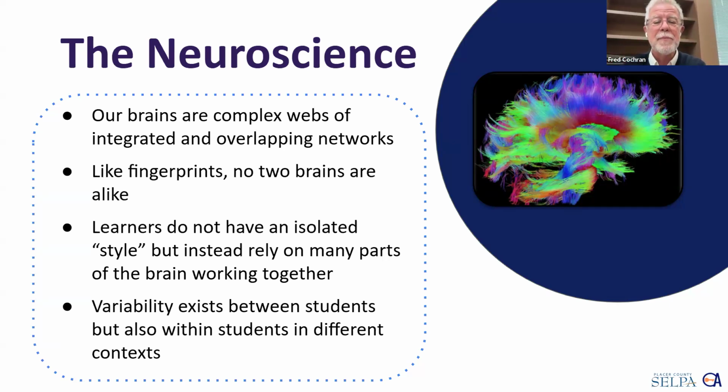But learners do not have an isolated style, but instead they rely on many parts of the brain working together. And that variability exists between students, but also within students in different contexts. And that's important to take note of. Check out that image. I mean, that is an awesome image of our brain working here, the complex webs that exist.